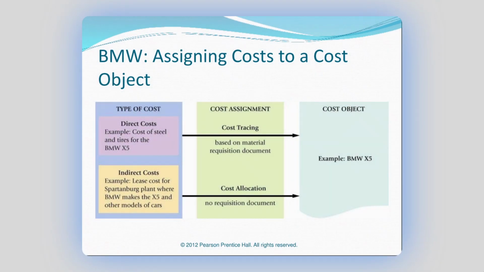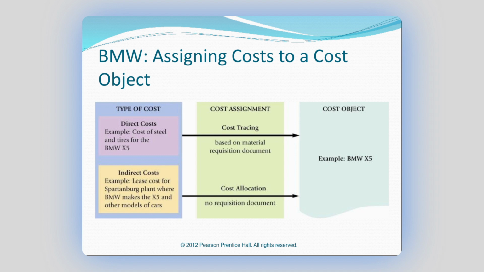Okay? So for example, class, you will assign this BMW, assigning cost to the cost object. Okay. And so, type of cost, particularly for this, direct cost, cost of steel and tires for BMW. And indirect cost naman, yung indirect, ano natin, indirect materials, indirect labor. So, direct cost, that would be your direct materials, direct labor. Kaya nga direct eh. Okay. So, and cost assignment here, very important here is all about your cost assignment.